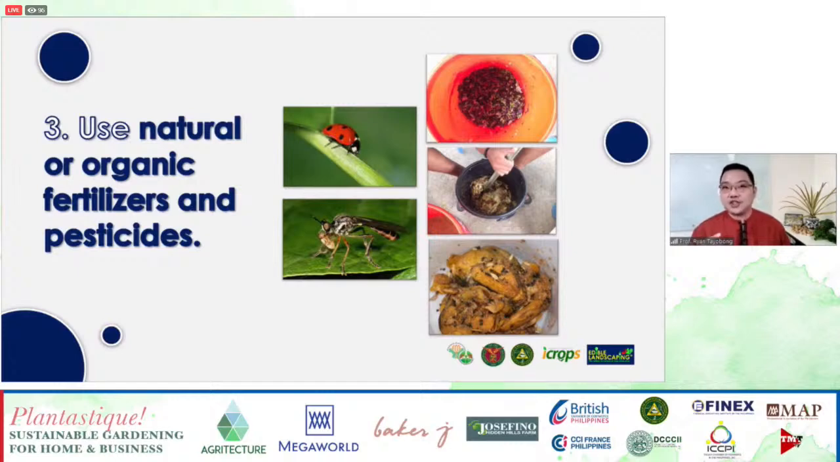So always remember lang, kapag gumamit tayo ng natural or organic pesticides, FFJ or mga concoctions natin, we also have to determine the right time. Early morning po yung pag-a-apply or late afternoon. Hindi po tayo nag-a-apply during noon time kasi po nasisira yung active ingredient ng ating organic pesticide.